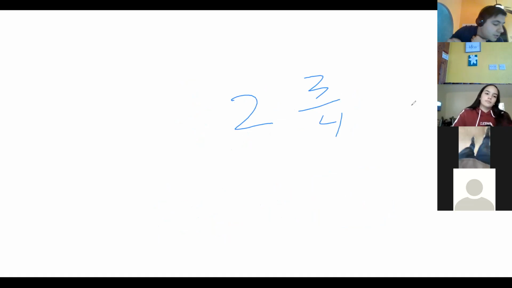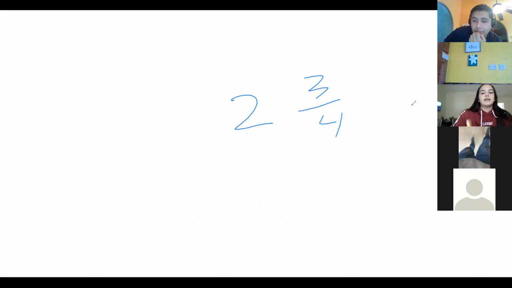We have our mixed number, 2 and 3/4, right? How do we change that into an improper fraction? Because usually I don't really like working with mixed numbers. I prefer to work with them as improper fractions. So how do we change that into an improper fraction?